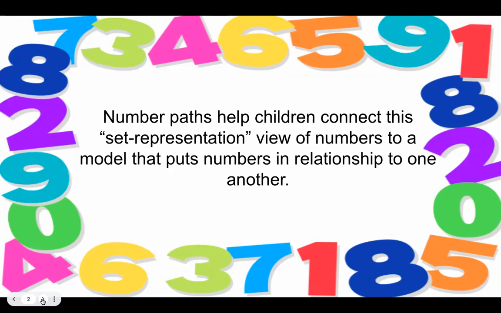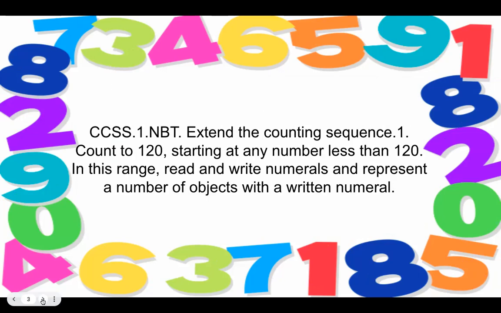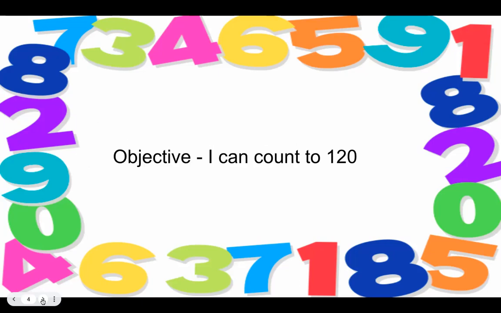So number paths help children connect the set representation view of numbers to a model that puts numbers in relationship to one-to-one context. And the standard that we connected it to today was a first grade standard: extending the counting sequence from 1 to count to 120 and starting at any number less than 120. So they could start at like 8 or 10 or any number in between. And then read and write numerals and represent the number of objects with a written numeral.